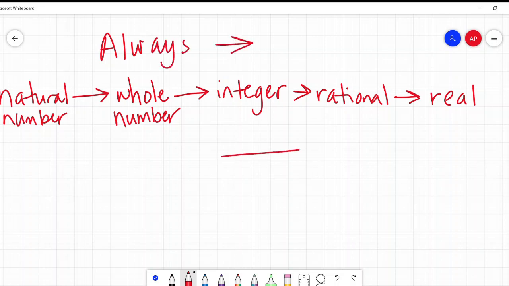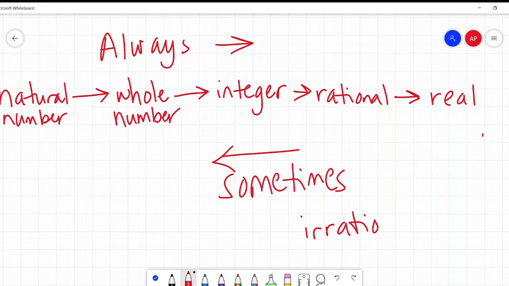If you go this way, it is sometimes. So a real number is sometimes a rational number. A rational number is sometimes an integer. An integer is sometimes a whole number. A whole number is sometimes a natural number. And the only other little trail that we have is an irrational number is always a real number, but a real number is only sometimes an irrational number. So that's our little chain of always going to the right and sometimes going back.